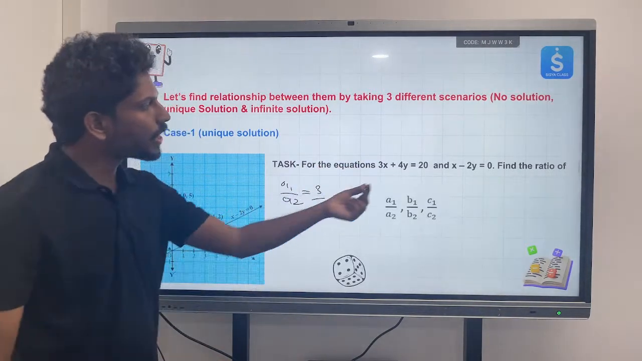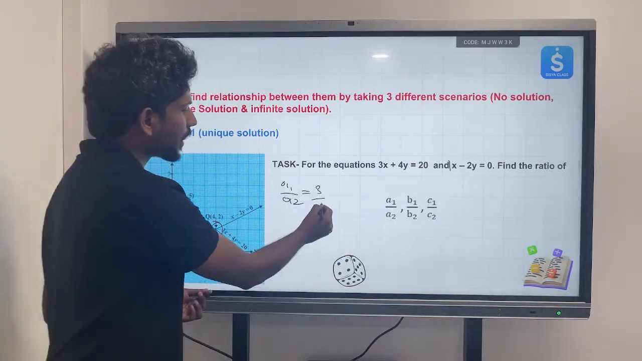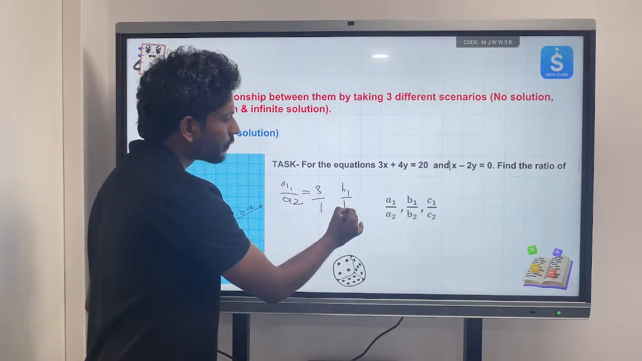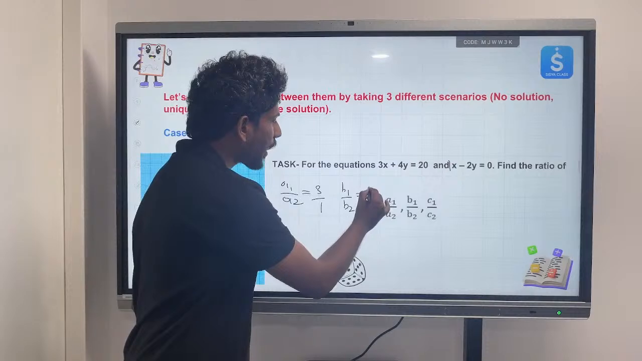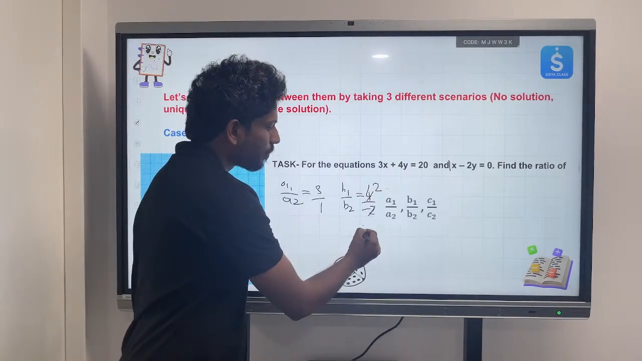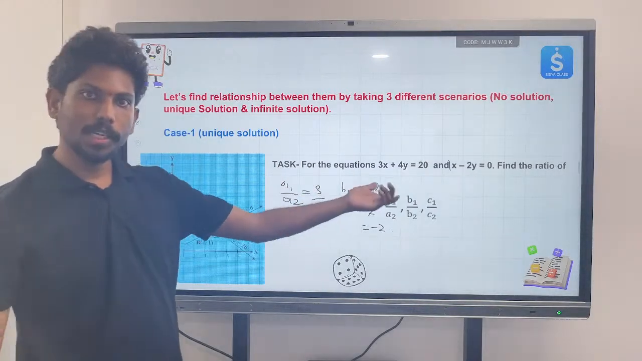And what is the coefficient of x in the second case? That is 1. So can I say this is 3 by 1? Now what is b1 by b2? The b1 by b2 is 4 by minus 2, right? So that will be minus 2. So can you see that a1 by a2 is 3, b1 by b2 is minus 2.